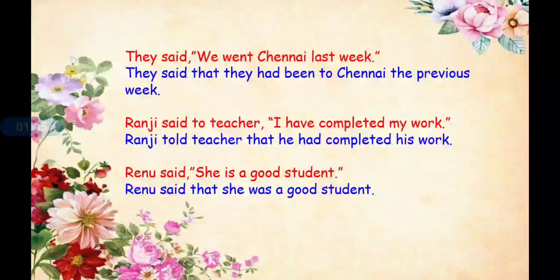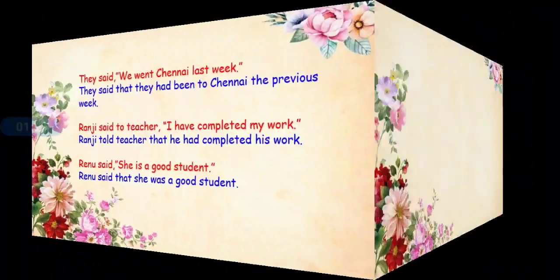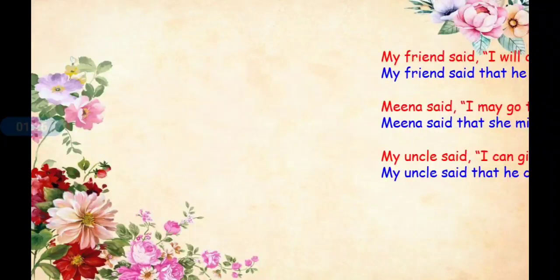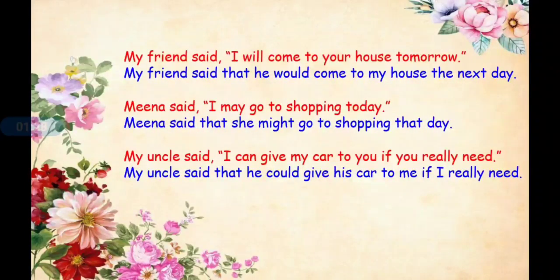Renu said, she is a good student. What is the reporting verb here? Said. And simple present inside the quotation marks would become simple past in the indirect speech. Renu said that she was a good student. My friend said, I will come to your house tomorrow. What is the reporting verb here? Said.